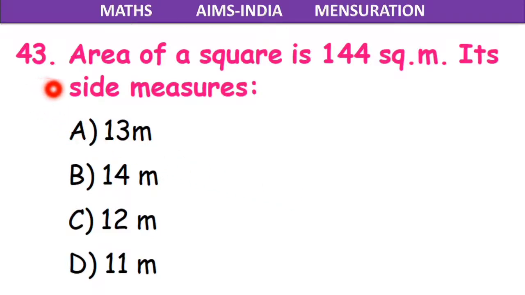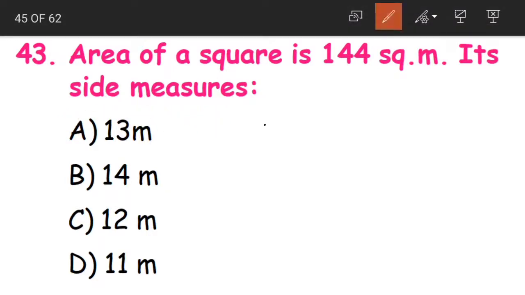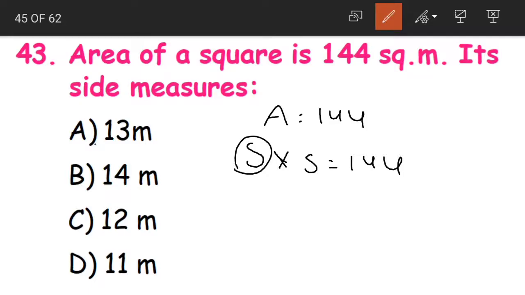Next is question 43. Area of a square is 144 square meters. Its side measures. What are they saying? Area is already given. Area is 144. What is the formula for area of a square? Side into side is equal to 144. Now we have to find out this side.